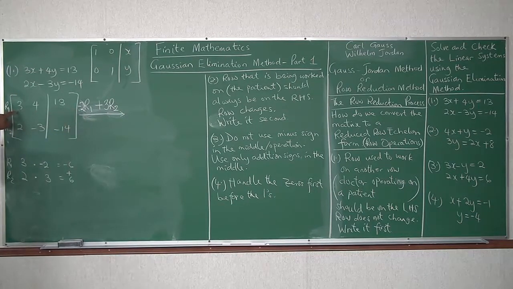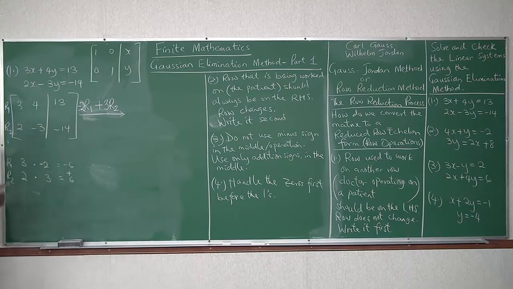Minus 2 times 3 is minus 6. Plus 3 times 2 is 6. Minus 6 plus 6 is 0. So whatever you write, check it first to make sure it works before you continue.